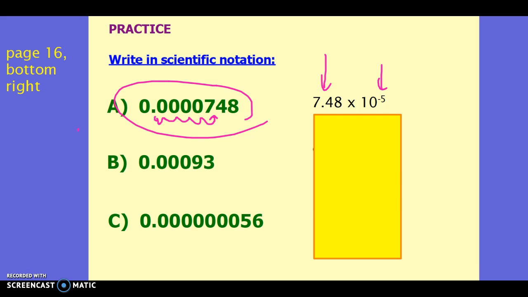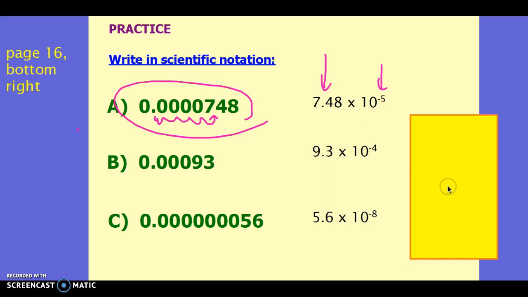All right, well, let's reveal the answers and see how you did. The letter B should be 9.3 times 10 to the negative 4th, and letter C should be 5.6 times 10 to the negative 8.